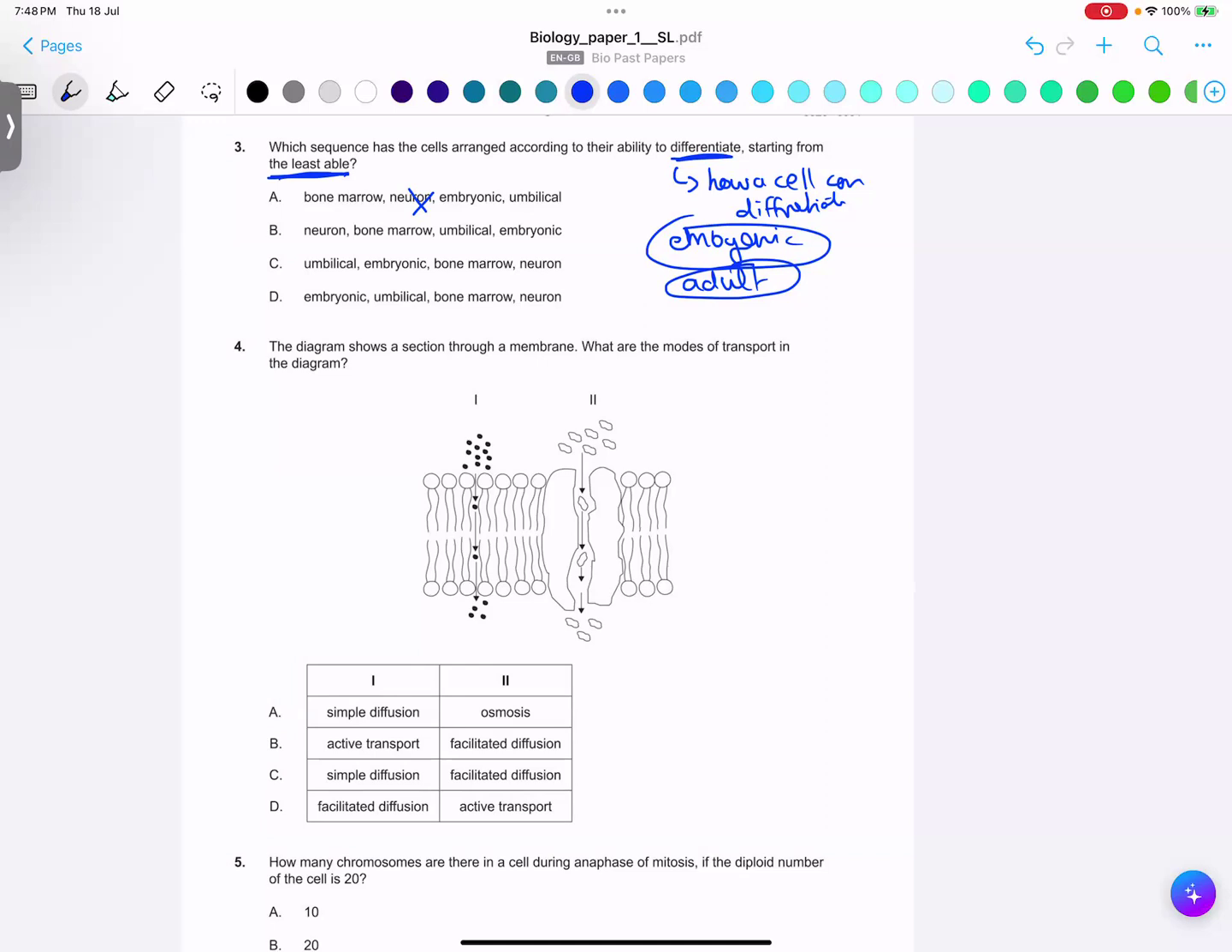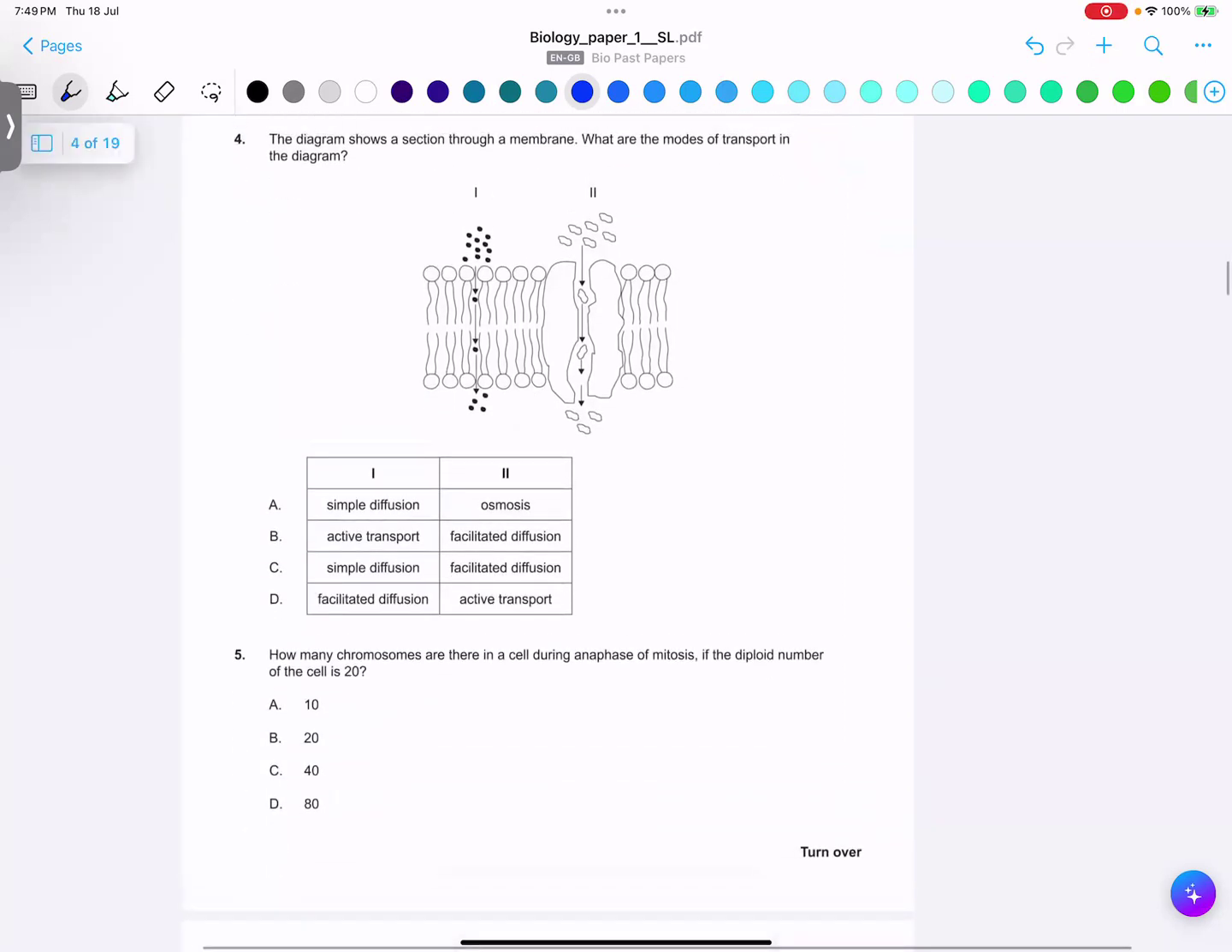And then you have part B. It says neuron, bone marrow, umbilical, embryonic, which does make sense because embryonic stem cells are the ones that differentiate the most, and they're at the end here. So now we know that this is a correct answer because neuron is the first one, which is correct because neurons are the ones that are specialized the most, hence they differentiate the least. The third one has neuron at the end, and the last one has neuron at the end, so don't waste your time on these. Answer B is the right answer. So now we have question 4.